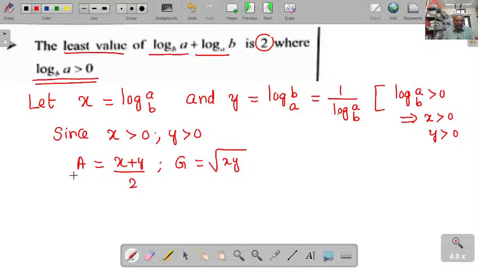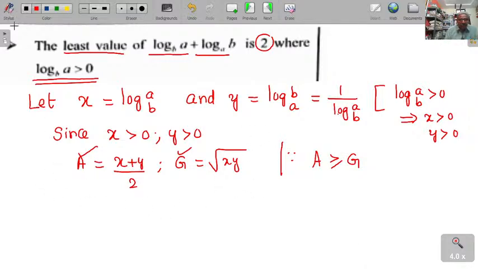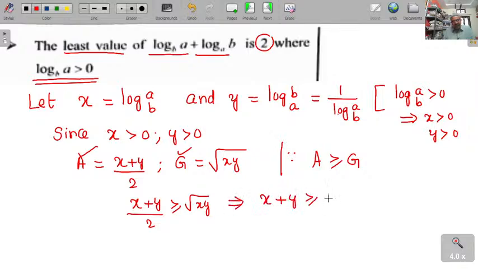So we have the relationship between arithmetic mean and geometric mean. We know that arithmetic mean is greater than or equal to geometric mean. So we can write (x plus y) by 2 is greater than or equal to root xy. By cross multiplication we get x plus y greater than or equal to 2 root of xy.